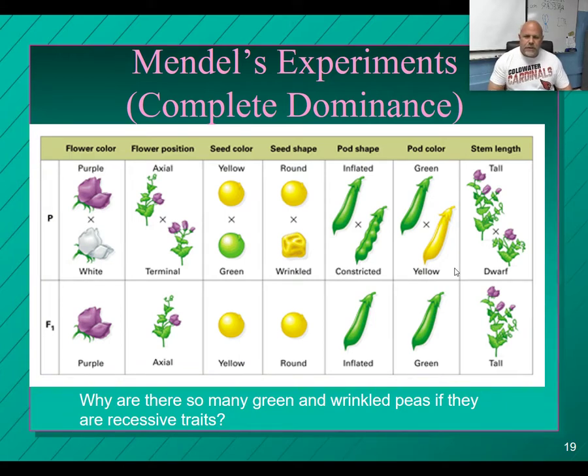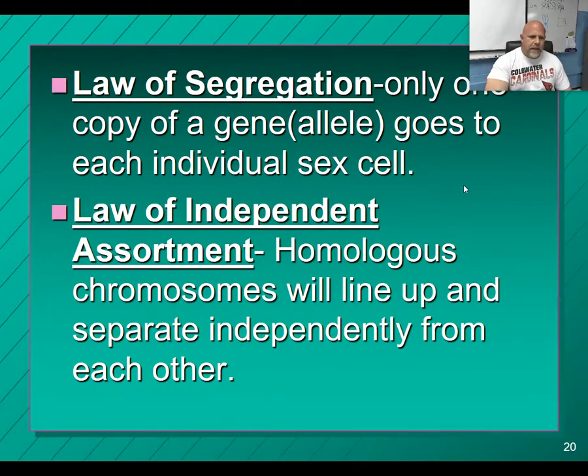And two of his conclusions were that genes or alleles are going to separate when you make your gametes, and that they're going to separate independently from each other when you make your gametes. So he came up with the law of segregation and the law of independent assortment from all of his experiments and his mathematical results.